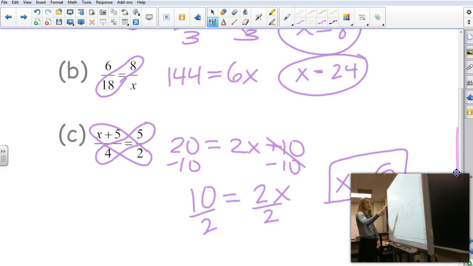So if I plug it back in, 5 plus 5 is 10. So that's saying 10 is to 4 as 5 is to 2. And then you could see if that was a true proportion or not, which is what we're going to do on the next slide. You could see if that was really true or not. Let's do that on this slide.